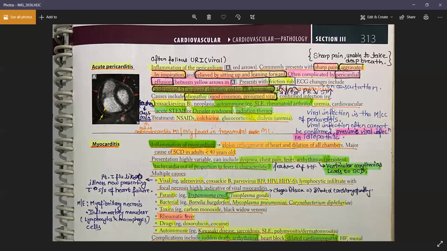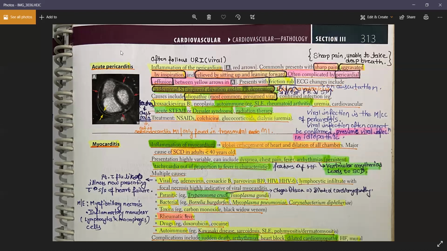Then after an MI, okay, you have Dressler syndrome, if you guys remember, which is an autoimmune condition, right? In the acute MI, within 1 to 3 days, you have an inflammation because of the neutrophils against the necrotic tissue, right? And post-infection pericarditis can occur, okay. Another cause would be radiation therapy. Because of radiation therapy, you can have fibrosis there, you can have inflammation, okay, it can lead to pericarditis.